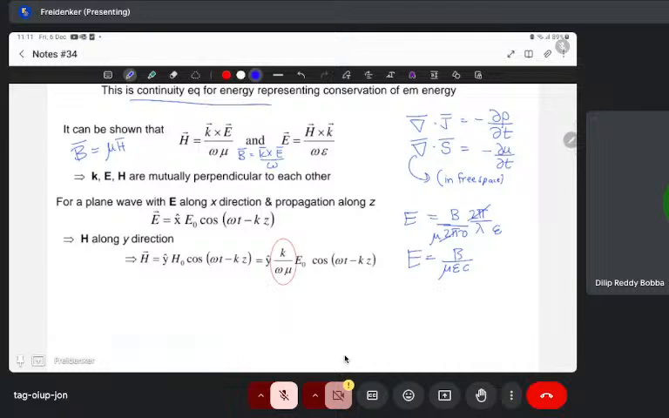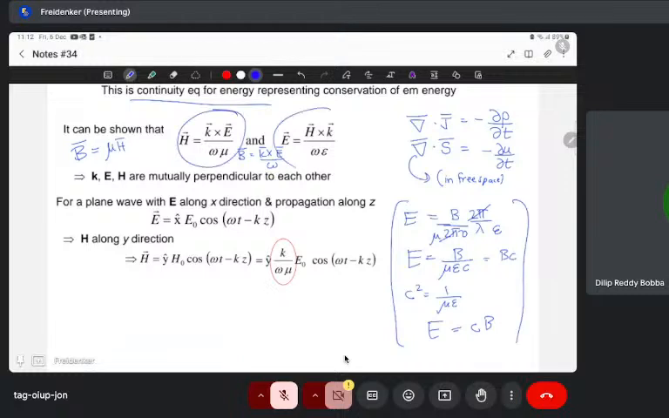And I know, is this even valid at this point? C square is 1 by mu epsilon. Fine, so this is BC. Yes, this is correct because I know E is BC, or in this case C. So the magnitudes are correct only. So these equations are correct. You can verify.